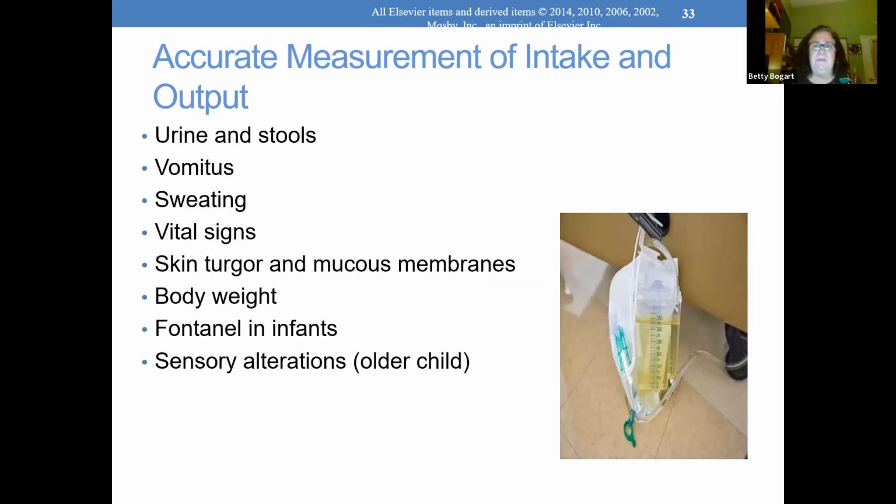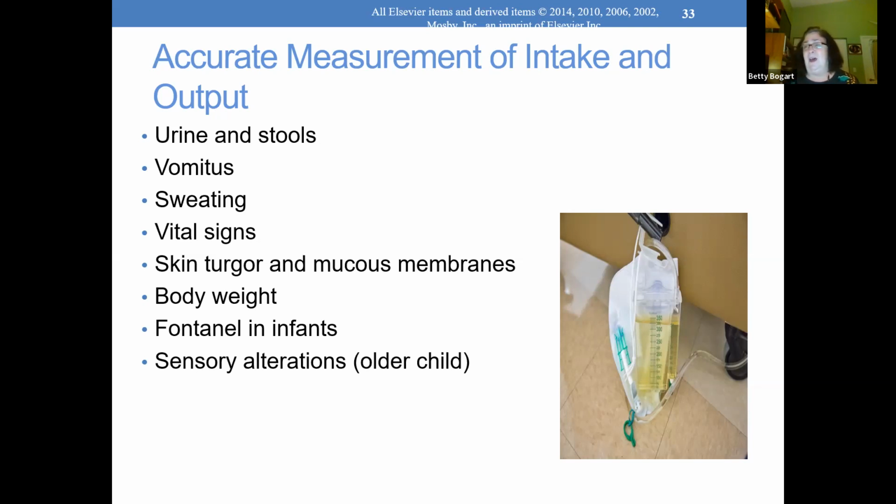So accurately measuring intake and output, we can measure urine and stools, we can measure vomiting. If the child's under strict I&O and sweating, there are ways we can put pads underneath children in order to figure out how much sweat is being lost.